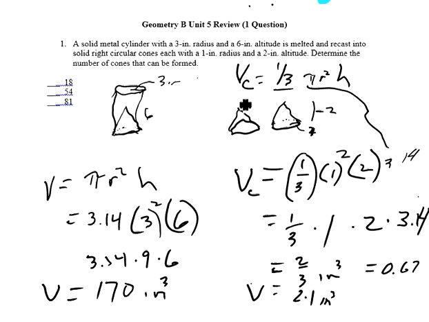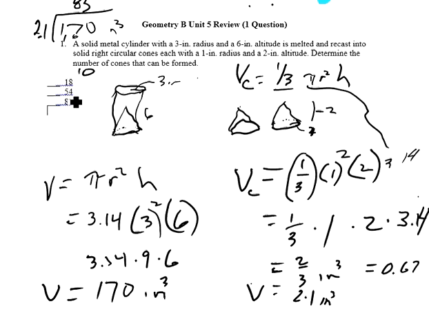And the question is how many can I make? So now I just go 2.1. That's what we need for each cone. And we have 170 inches cubed of material, and we need 2.1 for each cone. So 2 goes into 17 8 times. 2 times 8 is 16. So I'm going to bring down a 1, and then I bring down the 0. 2 goes into 10 5 times. So I come up with 85. We should be able to make 85 of those.